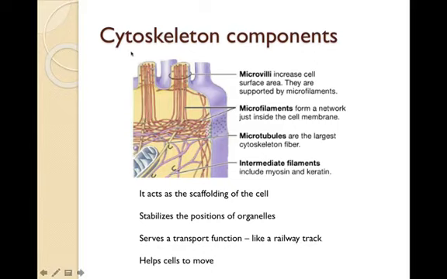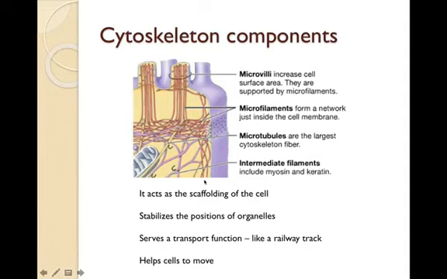One of the components of the inside of the cell are the cytoskeleton components. Many things make up the cytoskeleton. There's microvilli, there's microfilaments, there's microtubules, there's intermediate filaments. This sort of acts as the scaffolding of the cell. It helps stabilize the cell. It helps stabilize various organelles within a certain position within the cell. And it also serves a transport function.